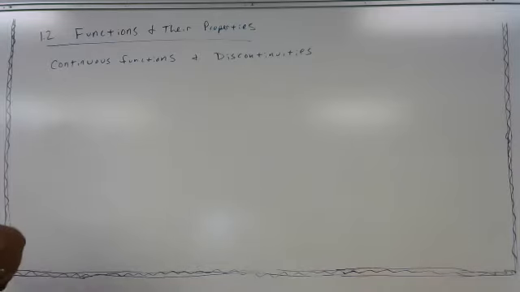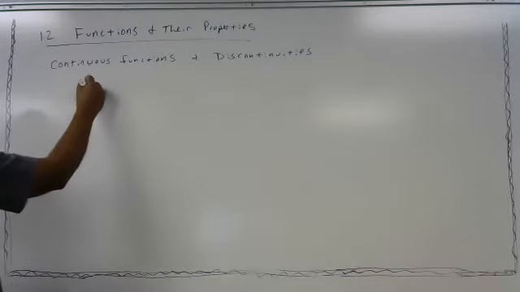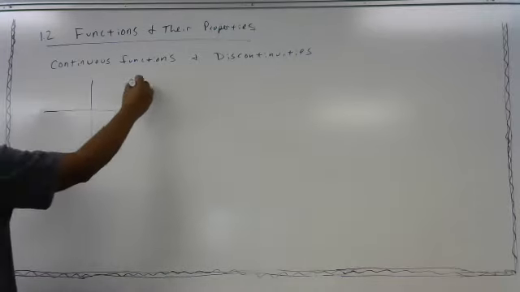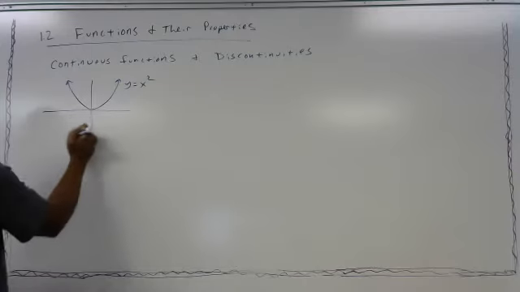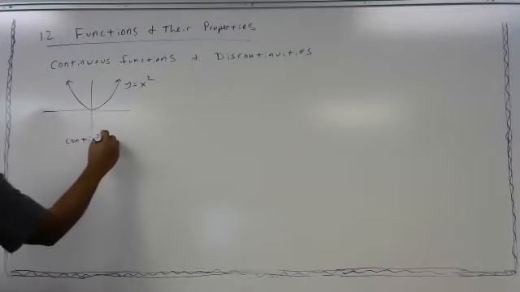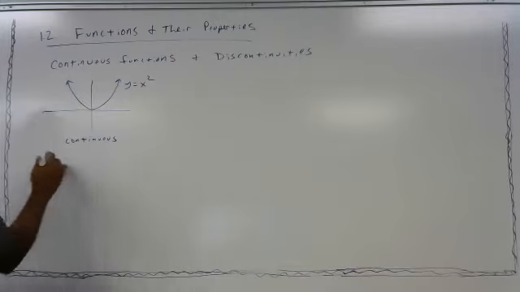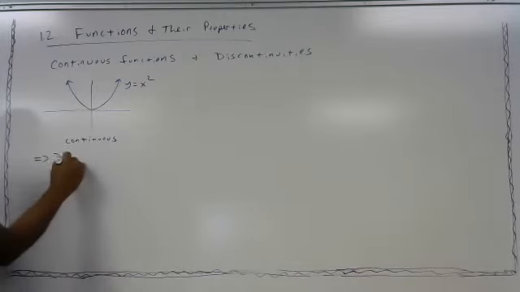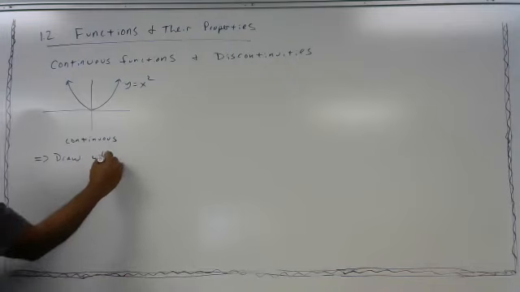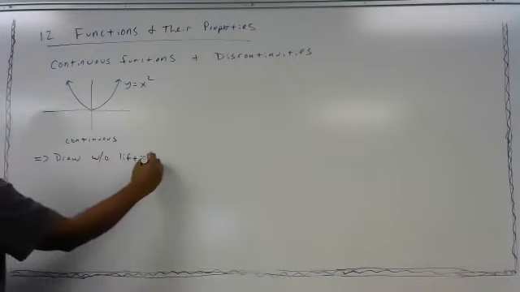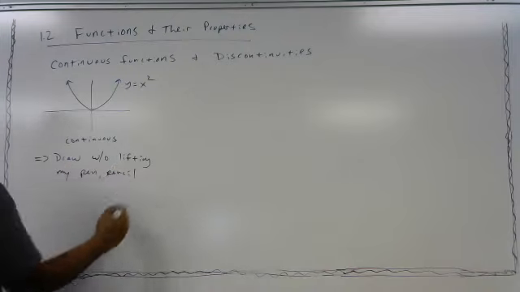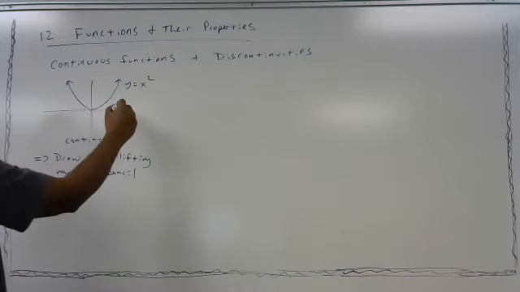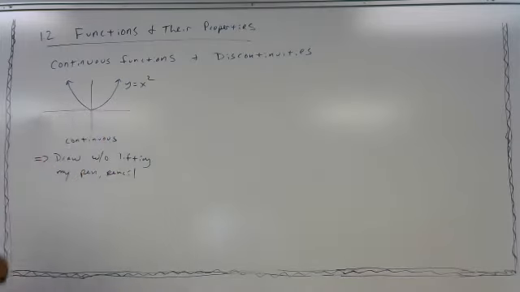There you go. So continuous functions, we're going to talk about discontinuities, right? So I just erased the continuous function. So y equals x squared. This would be continuous. Continuous just means, simple definition, I can draw it without lifting my pen or pencil. So it's continuous, I can draw it. If I have to lift my pen or pencil, it's not continuous.